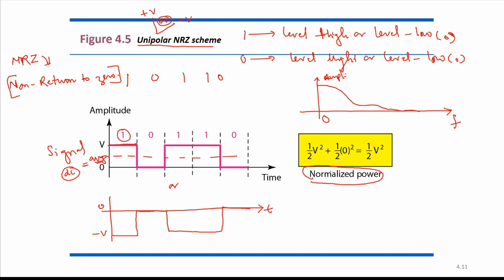Normalized power is given by: for transmitting 0, it has no power, and for transmitting 1, it has V power. So the average power for one cycle will be half of V square. Unipolar means it is either on the positive side or the negative side. NRZ will not return to 0 in between the data elements transmitted. If 1 is transmitted, it will be constant at either high or low only. If 0 is transmitted, it will be constant at that level. So that is NRZ.